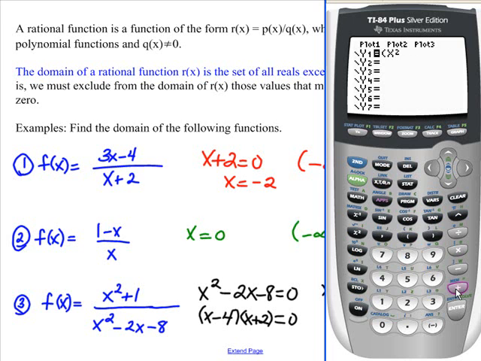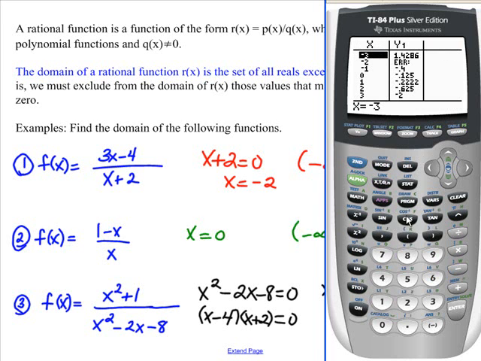So if I enter x squared plus 1 and then divided by, in parentheses, x squared minus 2x minus 8, and go to the table. So second graph, I'm looking to find what's happening at 4 and negative 2. So here at negative 2, I have that error message. And then at 4, I also get an error message. So that confirms that 4 and negative 2 should be excluded from my domain.